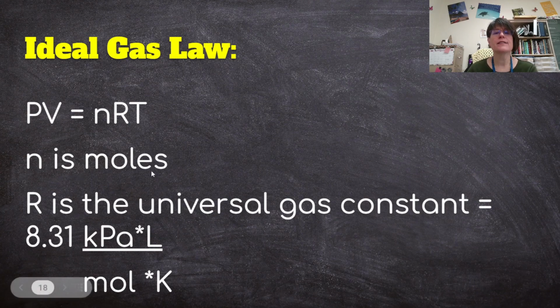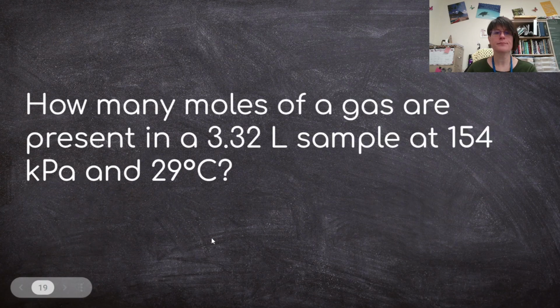So the n is the number of moles. R is the universal gas constant, which is 8.31 kilopascals times liters over a mole times Kelvin. Now, this is not something you have to memorize when you use this on your test or a quiz. I will give you the value you need depending upon what you're given, especially for pressure. That may change. So a problem we might use for this is how many moles of a gas are present in a 3.32 liter sample at 154 kilopascals and 29 degrees Celsius.